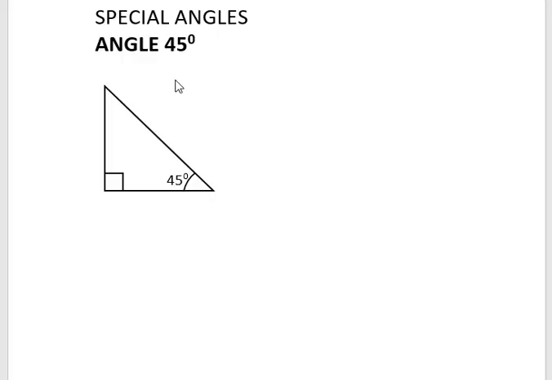Special angles. This lesson focuses on the special angle 45 degrees. We'll have some other special angles, the 30 degrees and 60 degrees. Now you know that the angles in a triangle sum up to 180 degrees. If this is 90, this box indicates 90, and here is 45, it means that here as well is also 45 degrees.